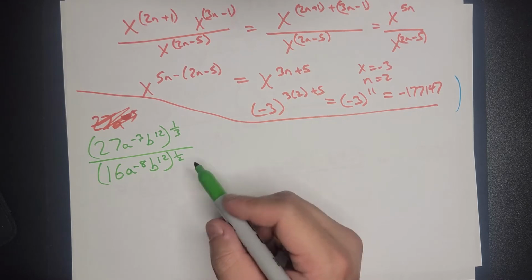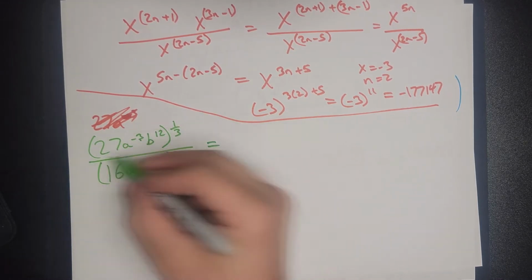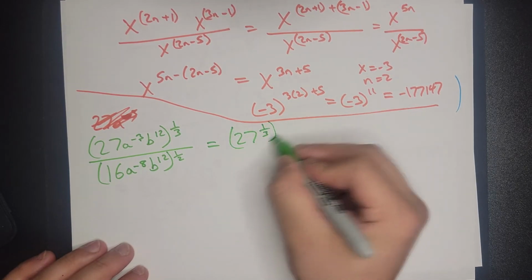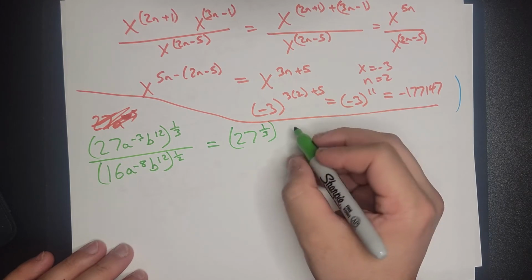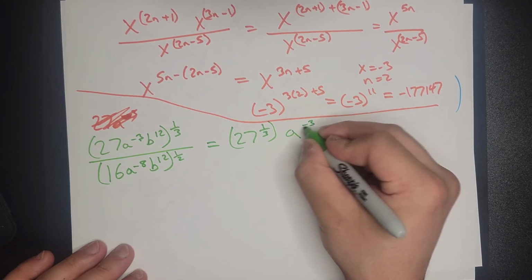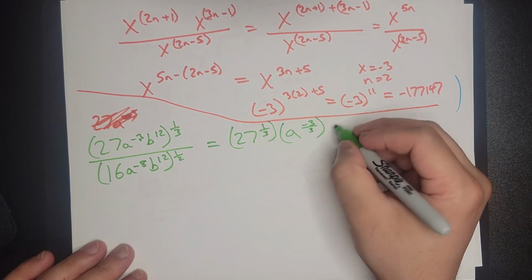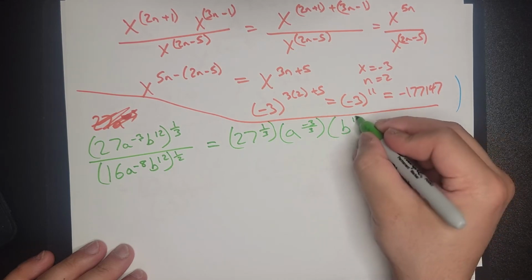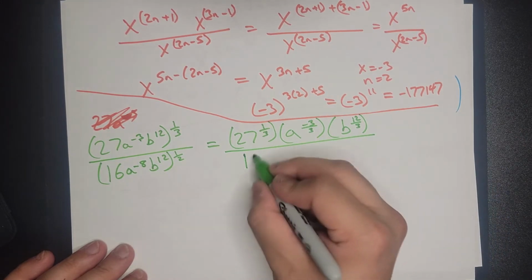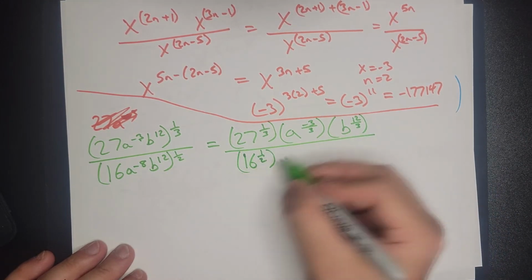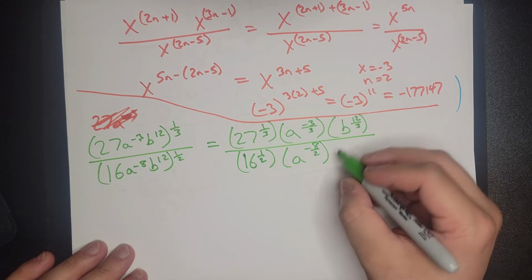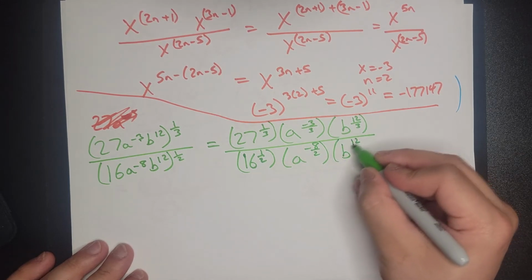So let's first bring in the power of a power. So 27 to the 1 over 3, and then I have a to the negative 3 over 3, and then I have b to the 12 over 3. Denominator: 16 to the half, a to the negative 8 over 2, b to the 12 over 2.